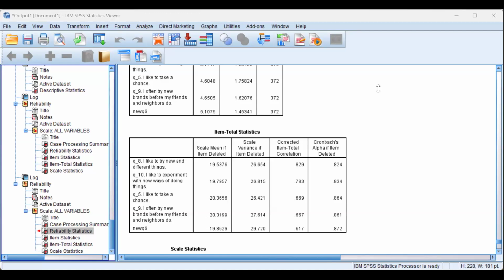Validity, yes, you can check the content validity of the questionnaire. You can talk to a few experts and see whether those items that you have prepared are talking of the same construct that you have talked about. So you can check the content validity or the face validity.